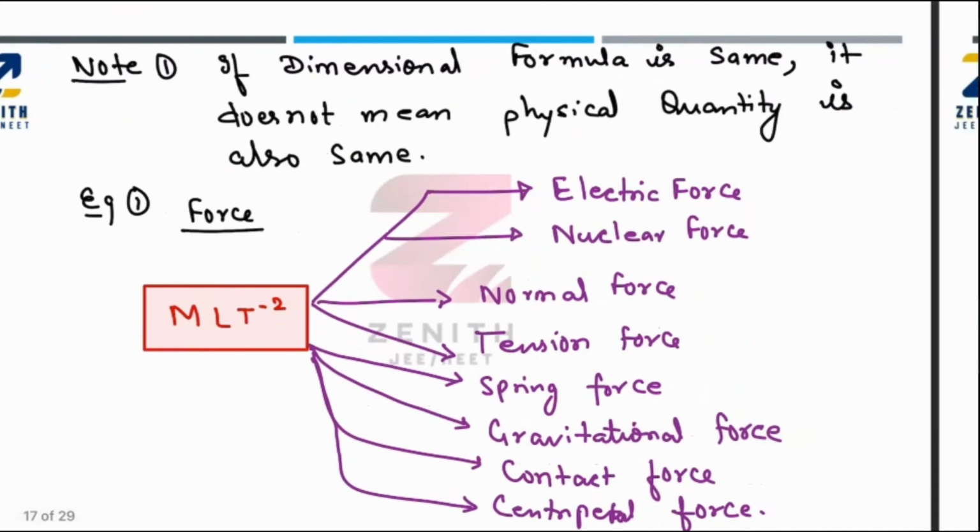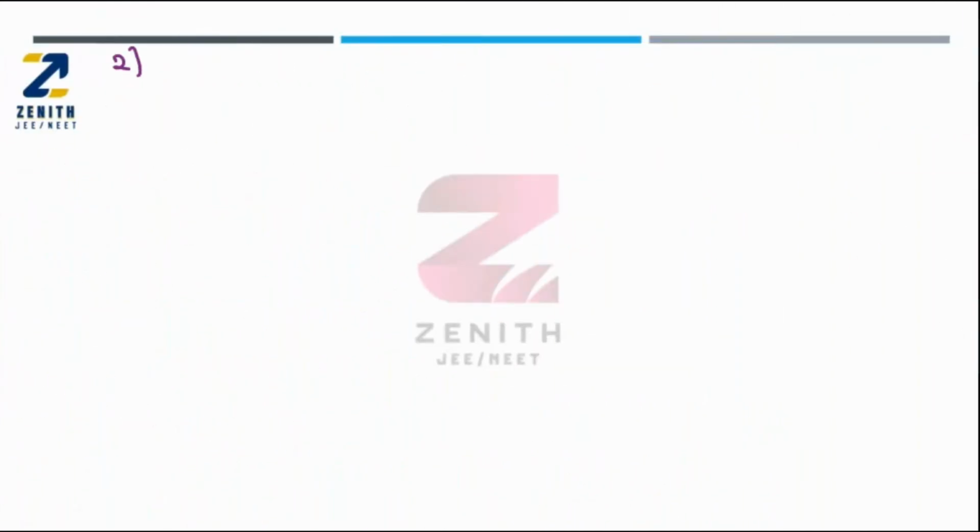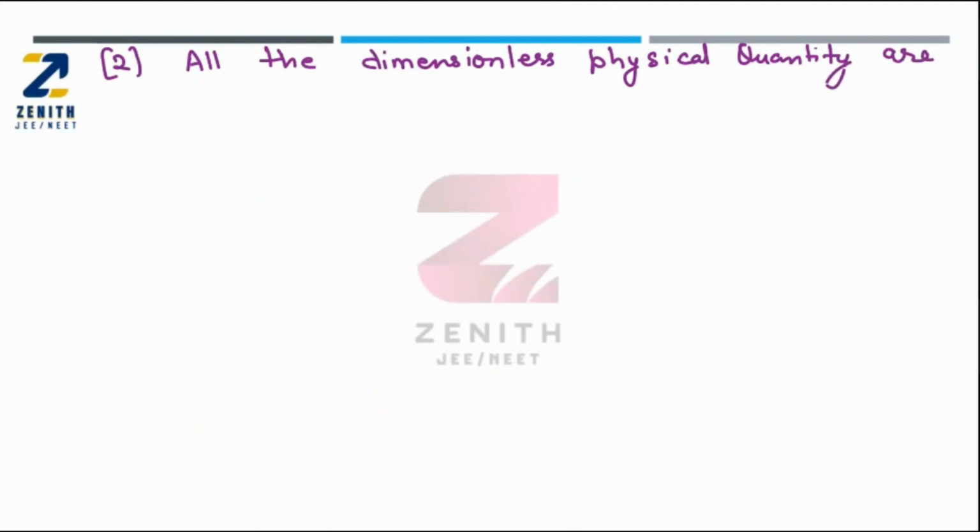Now the second point I want to mention, all the dimensionless physical quantity. Dimensionless physical quantity means जिसका कोई dimension ना हो. Physical quantity are need not to be unitless.